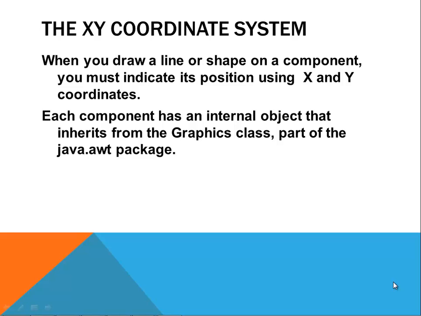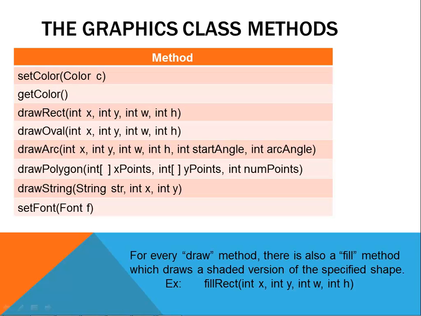In order to draw shapes, you need to understand the XY coordinate system. When you draw a line or shape on a component, you must indicate its position using X and Y coordinates. Each component has an internal object that inherits from the Graphics class, part of the java.awt package. Here we see some of the Graphics class methods.